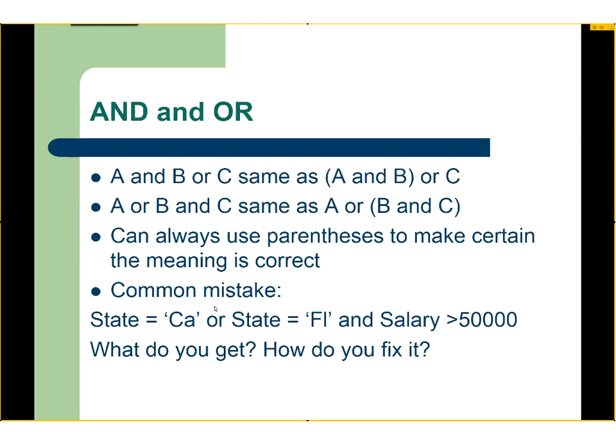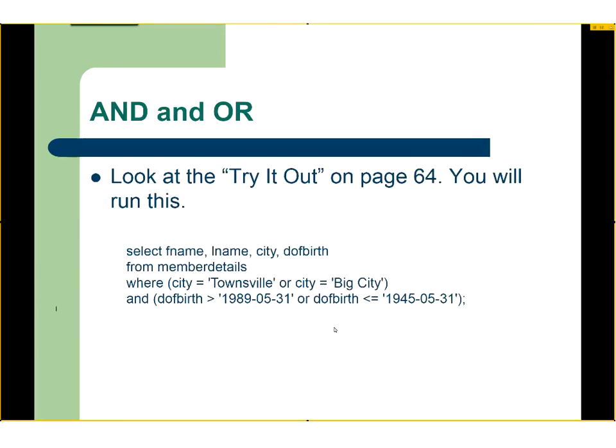Okay, if that's not what you wanted, then what you want to do is put your parentheses around the first two parts. Okay, state here, and then we get all the rich people in California or Florida. Here's a try it out on page 64 of your book. So anybody that lives in those two towns and anyone whose birth dates were, the old folks and the young folks, I guess. They were born later than 89 or before 45.